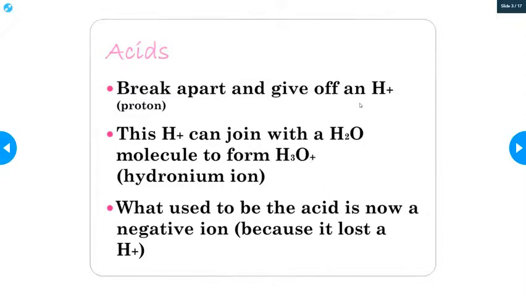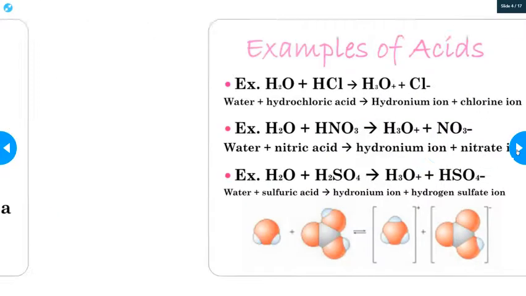You'll either hear it called a proton, which would refer to this, or hydronium ion, which would refer to this. Typically in class, we're going to be calling it hydronium ion, and we will be writing it as H3O+. And then the leftover is going to be a negative ion because the positive is gone. So it's not only the hydrogen, it's also a positive charge that's broken off from the acid.